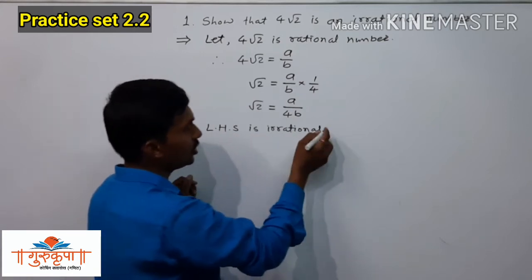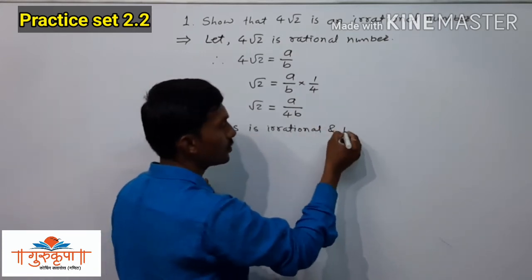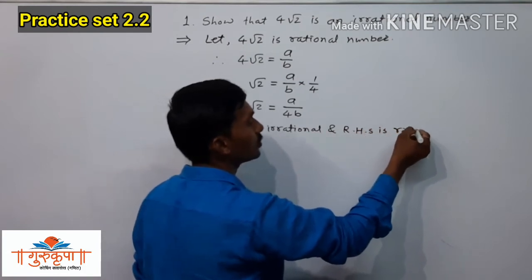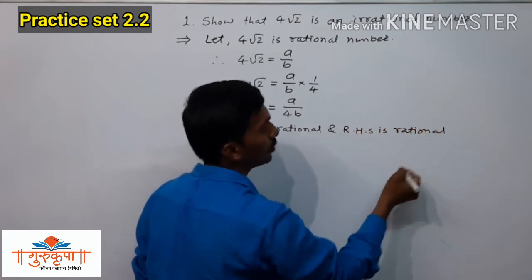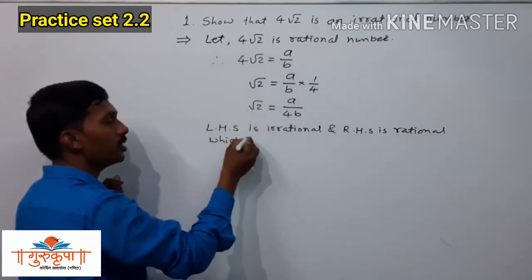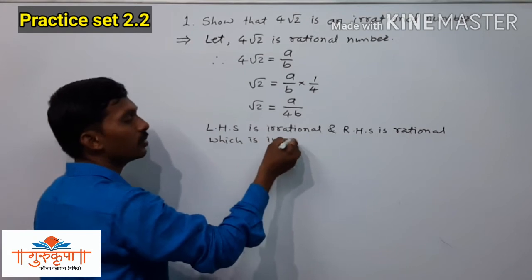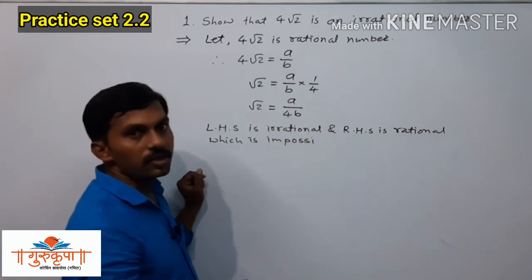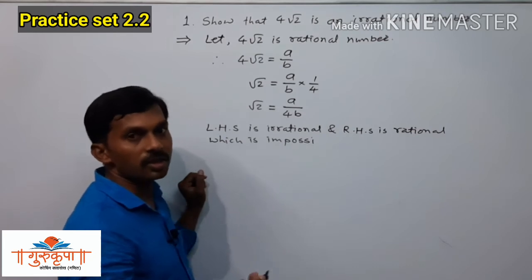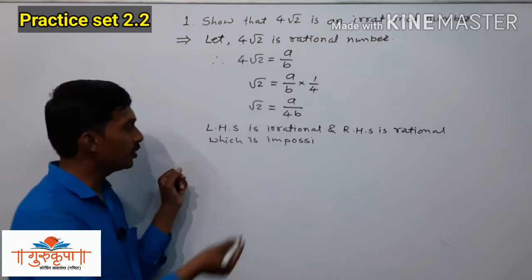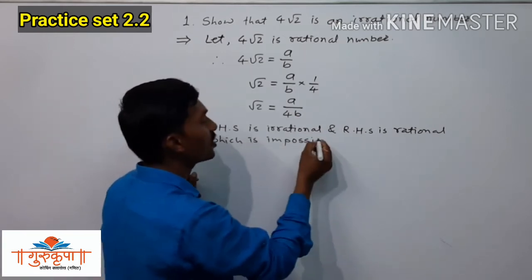Here LHS is irrational and RHS is rational, which is impossible. That is not possible in an equation. LHS is irrational and RHS is rational. That is not possible. A rational number and an irrational number are never equal. So here we can write, which is impossible.